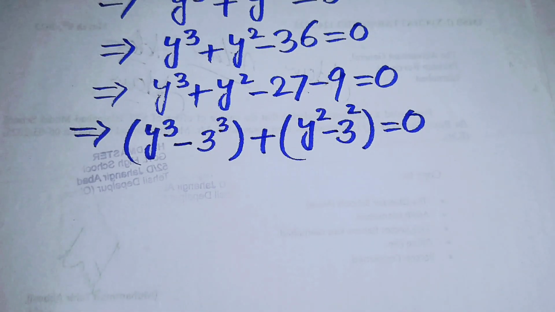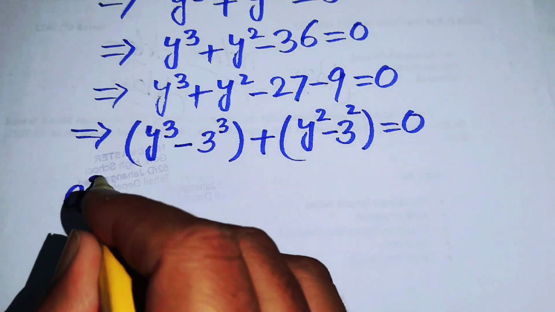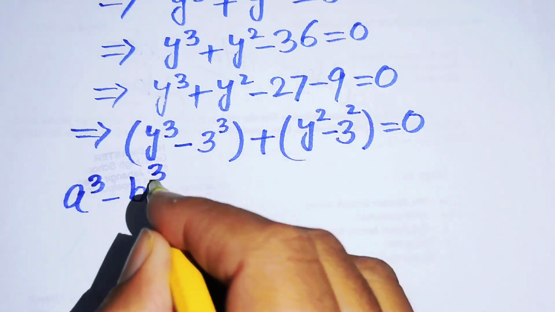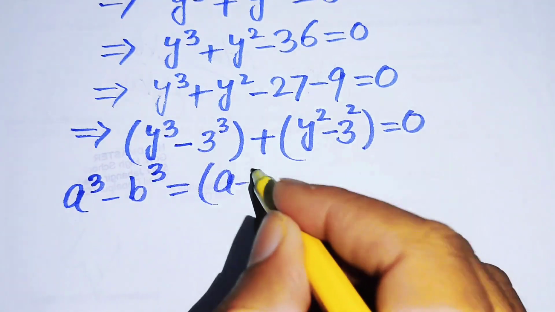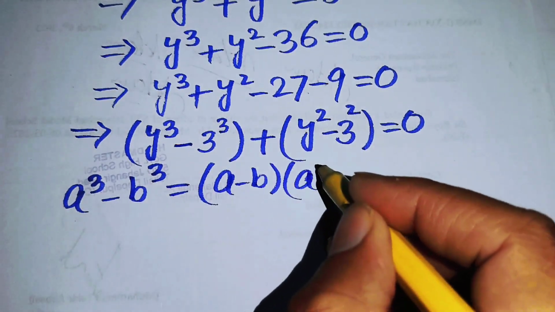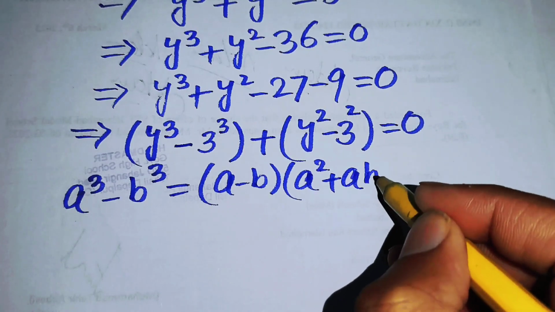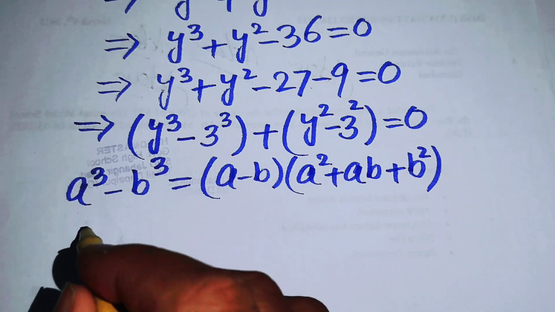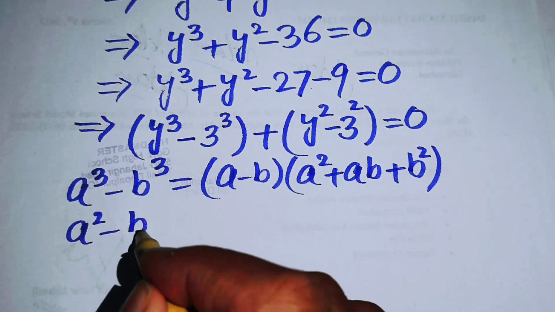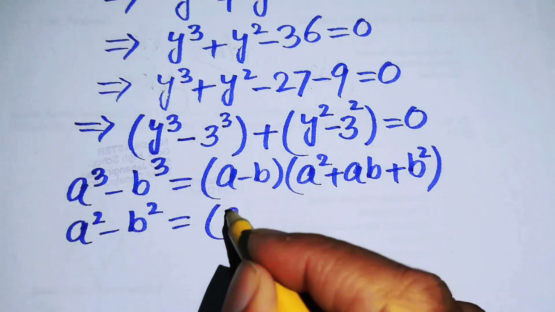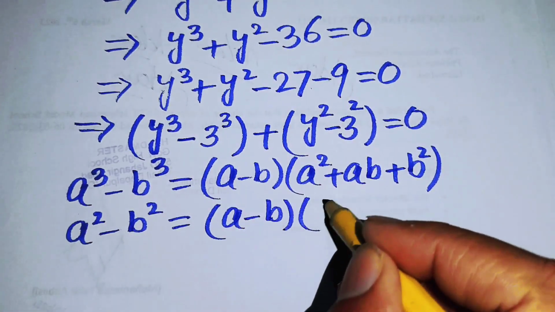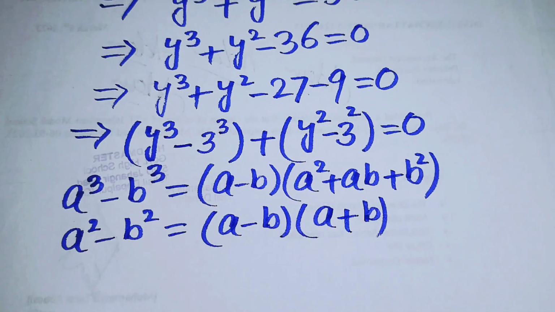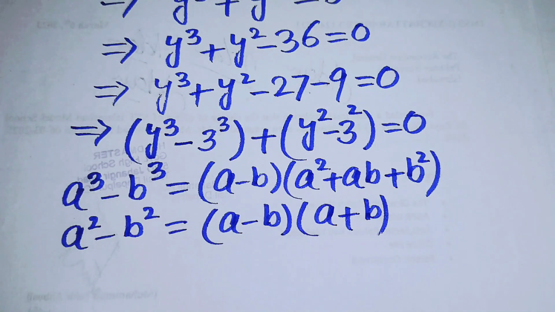In order to move forward we need two formulas. The one is cubic and the other is square. You know about these formulas. If we have a cubed minus b cubed, it equals a minus b times a squared plus ab plus b squared. So this is the cubic formula, and the other one is squared, which is a squared minus b squared. It equals a minus b times a plus b.